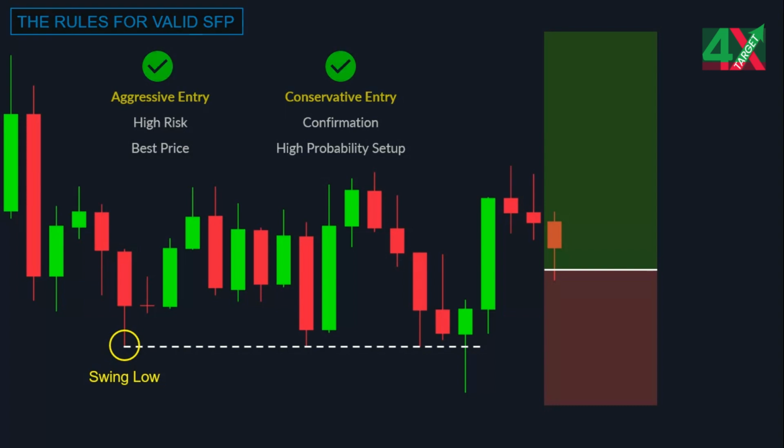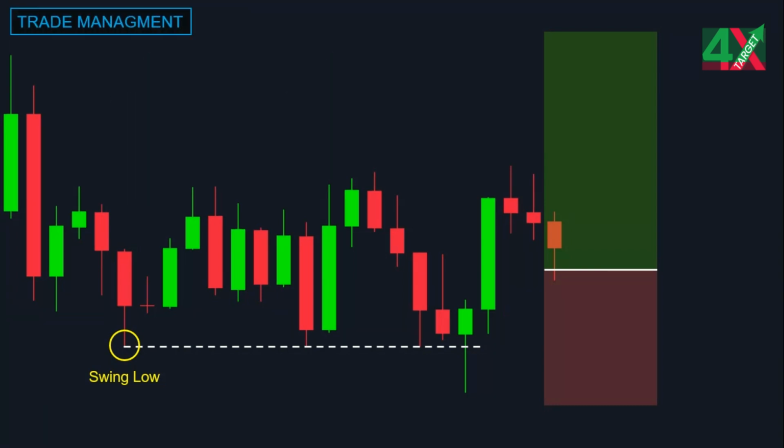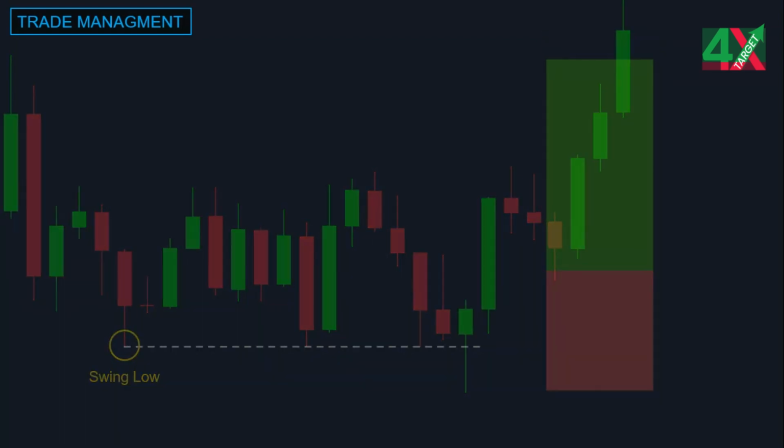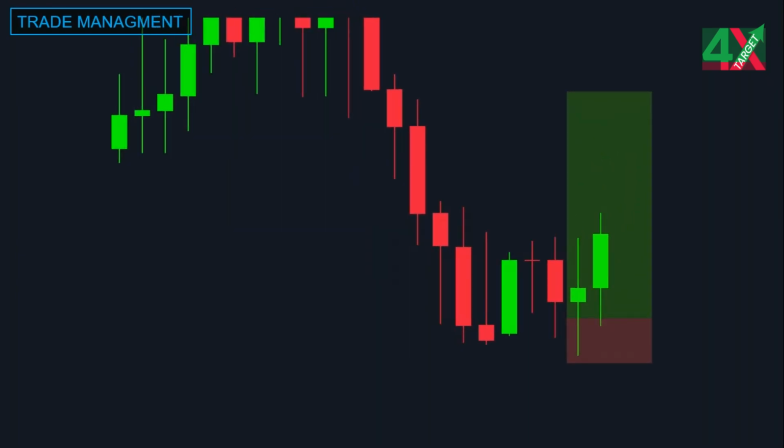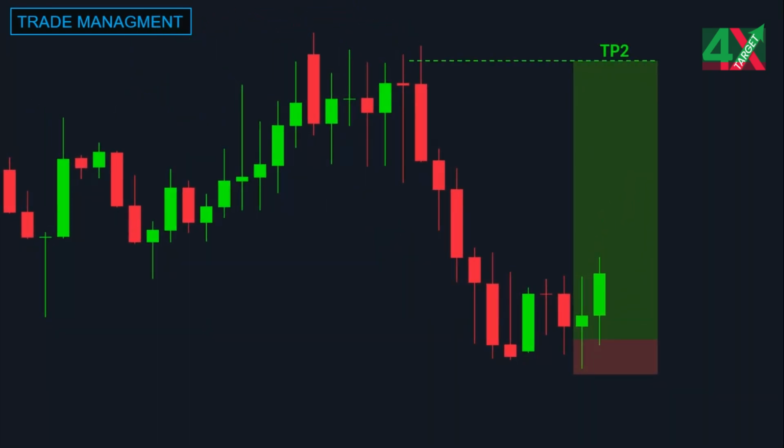Once you are in a trade, management is key. You don't want to treat all trades the same. Stops go just beyond the wick of the sweep, with a small buffer. If you're trading with clear confluence and higher timeframe alignment, you can aim for the opposite liquidity pool for TP1, and any strong higher timeframe level for TP2. Always look for at least 2 to 1, ideally 3 to 1 risk to reward.